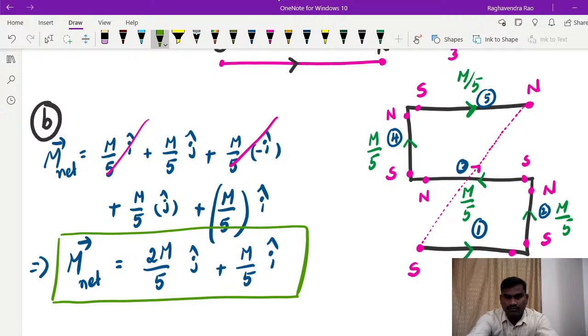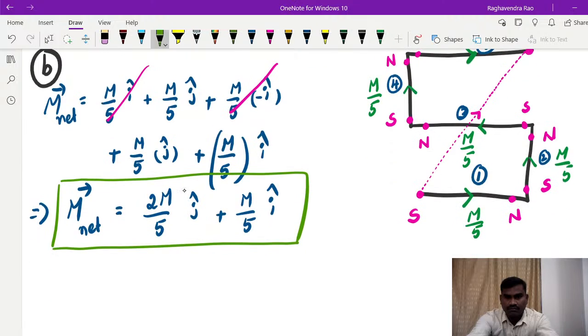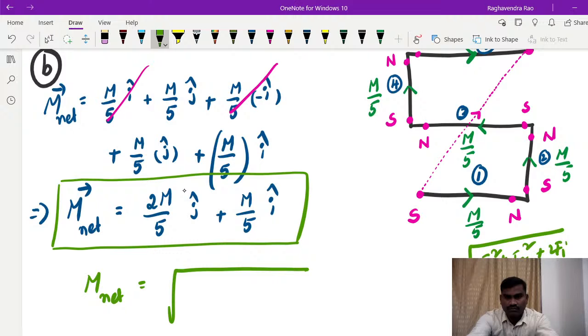in magnitude along with direction. Now to find the magnitude, we need to find the magnitude of this magnetic moment, that is M net is equal to root over 2M by 5 whole square. I and j are at 90 degrees. Then by using the law of vector addition, the resultant is F1 square plus F2 square plus 2F1F2 cos theta. Here i and j are perpendicular to each other, theta is equal to 90 degrees, then this term will be equal to 0.